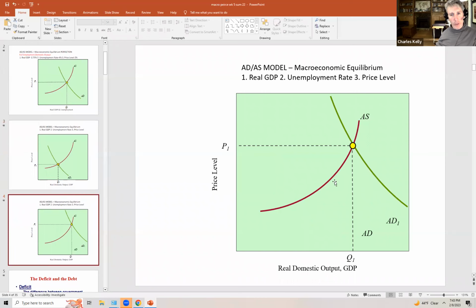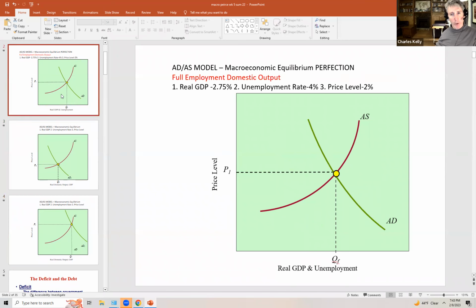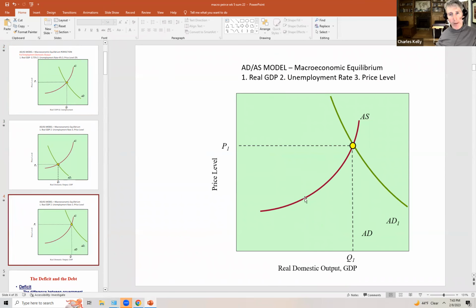Now we look and say, geez, look how far right aggregate demand has shifted. Everything was perfect. Aggregate demand shifts way right. What we have is what's called an excess of spending. This is demand pull inflation. Too much money chasing too few goods. Spending is exceeding the economy's ability to keep up with production.